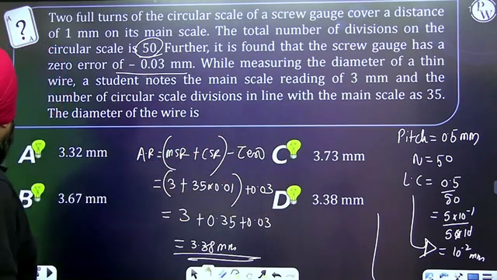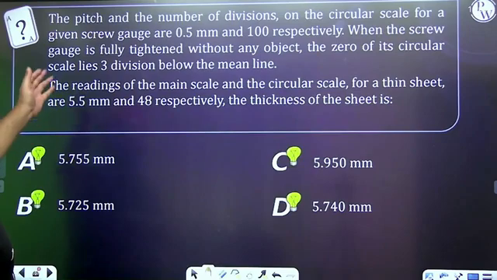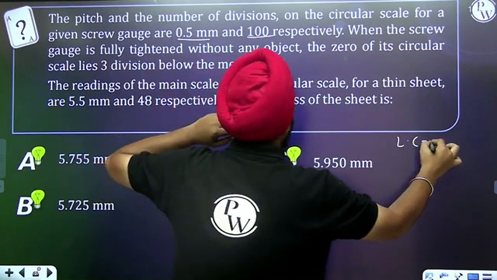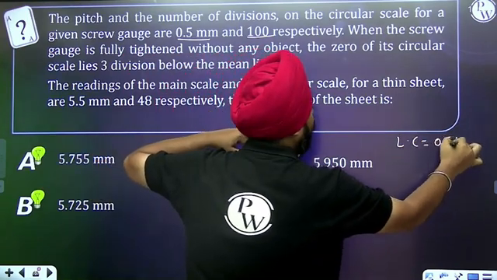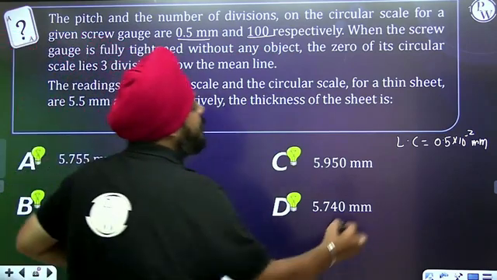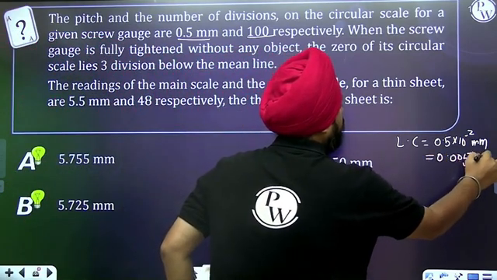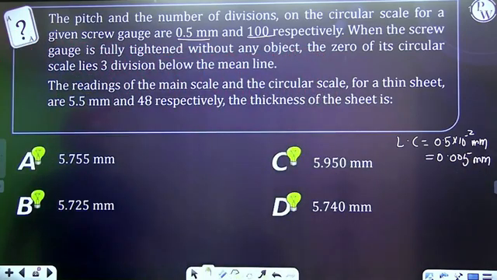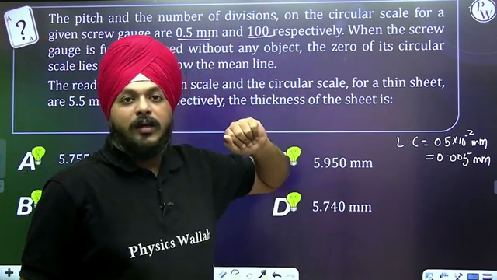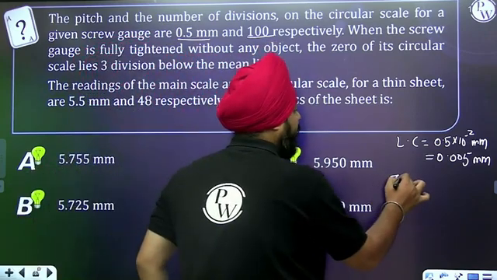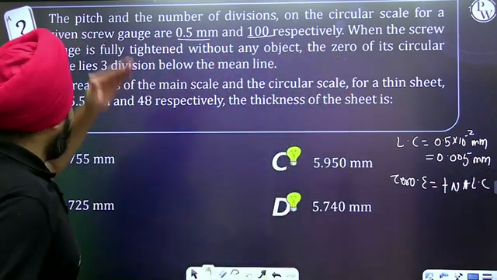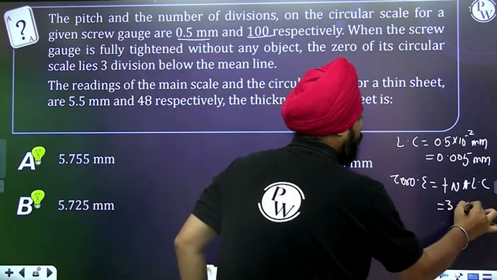The same formula we used. For the pitch, the number of divisions is 100, so least count is 0.5 divided by 100, which is 0.5 into 10 to the power minus 2 mm, so it is 0.005 mm. This is the least count. When the screw gauge is fully tightened, the circular scale shows 3 divisions below, which means we have a positive zero error. Zero error is positive, n into least count, so 3 into 0.005.